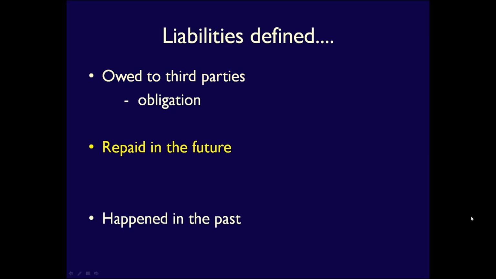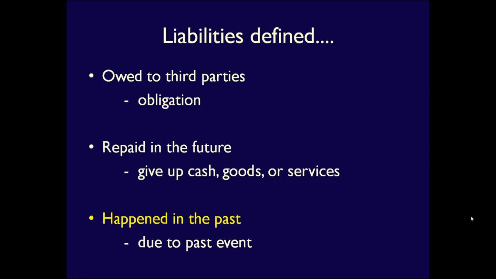Second, liabilities will be settled in the future. How are they settled? Through the giving up of either cash, goods, or services. For instance, a student loan will be settled through the payment of cash in the future, but other obligations might be settled by providing a service or delivering a good. Third, liabilities are due to past events.